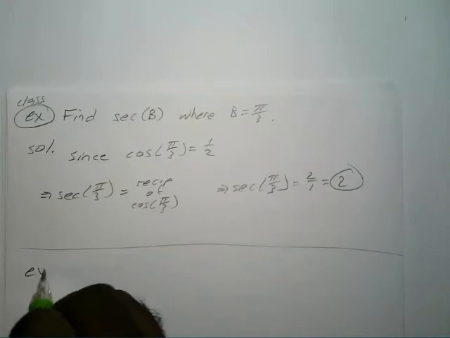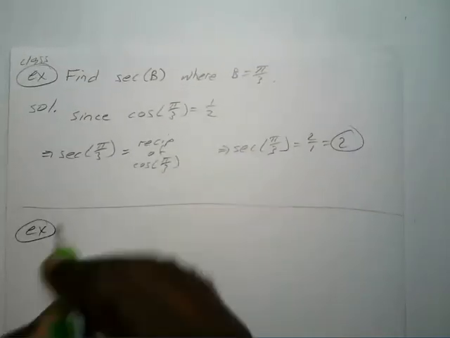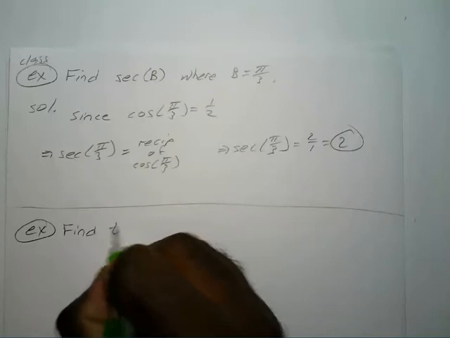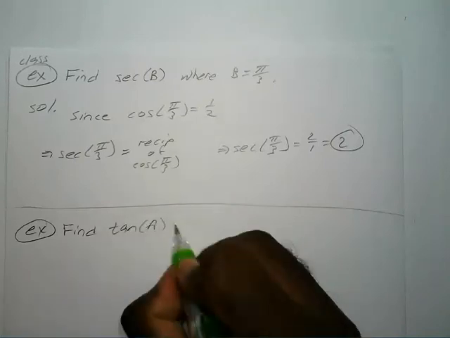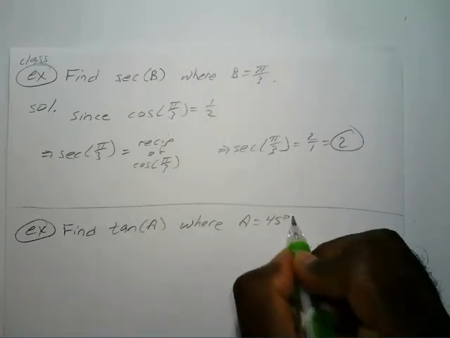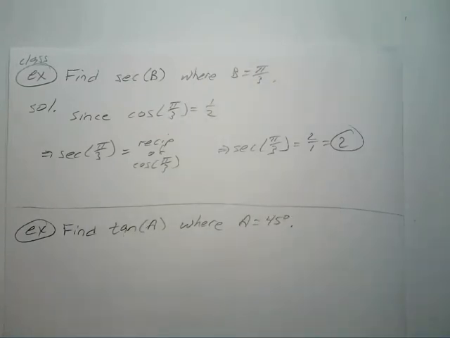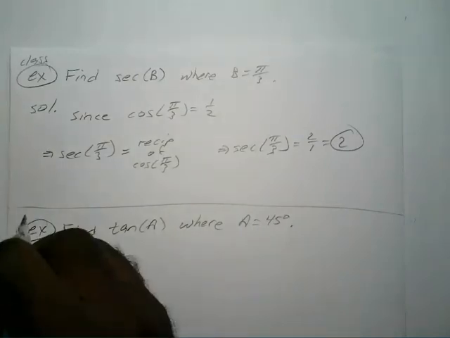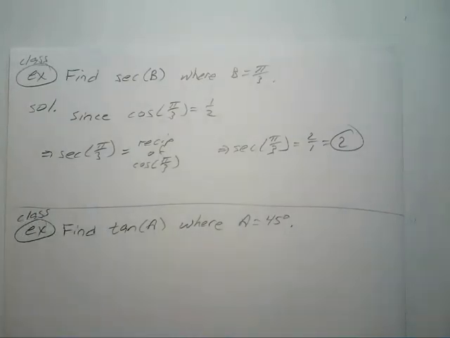Alright, so let's try another one. What if we want to find tangent of A, where A is equal to 45 degrees? Again, just find tangent of 45. Okay, so again, I want you to press pause and try to do this one on your own. Alright, so I'm assuming you've pressed pause and you're all done. So let's go ahead and verify your answer.